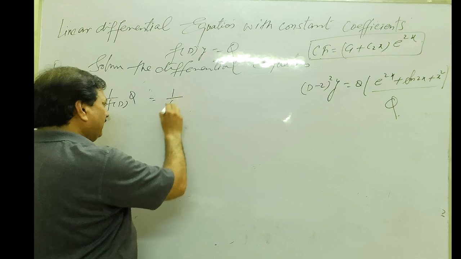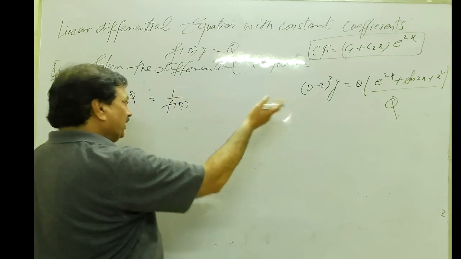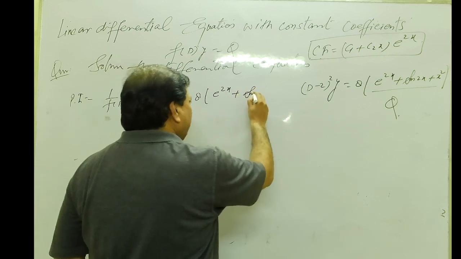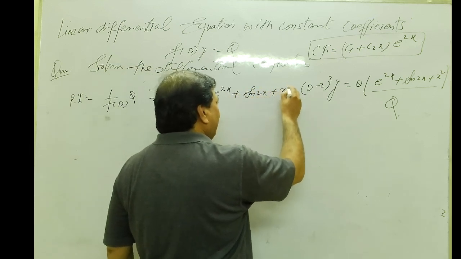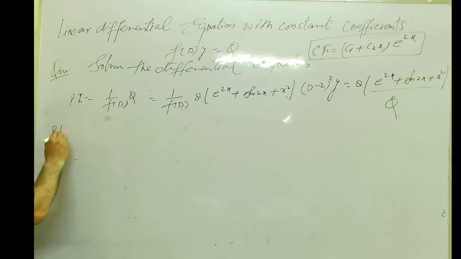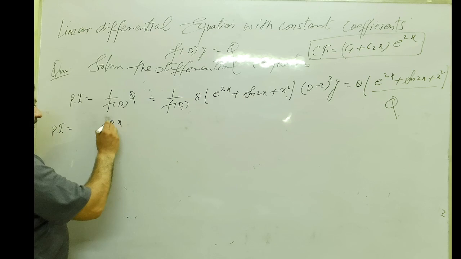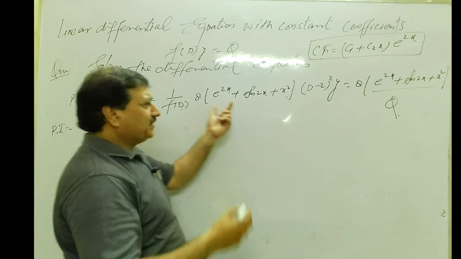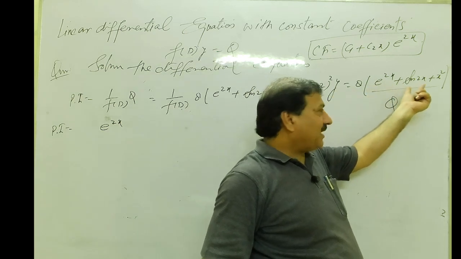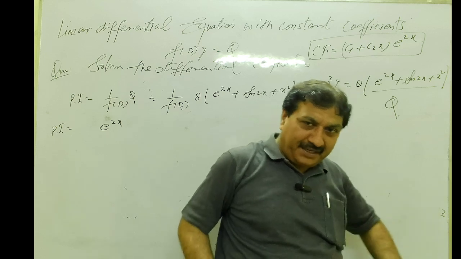Particular integral is 1 upon f(D) into Q. Q here is 8 times e to the power 2x plus sine 2x plus x square, and this is the particular integral. That means, in this case, e to the power 2x, put the whole values in this and multiply by 8. First of all, calculate e to the power 2x, after that sine 2x, and after that x square, and the whole answer is multiplied by 8, right?